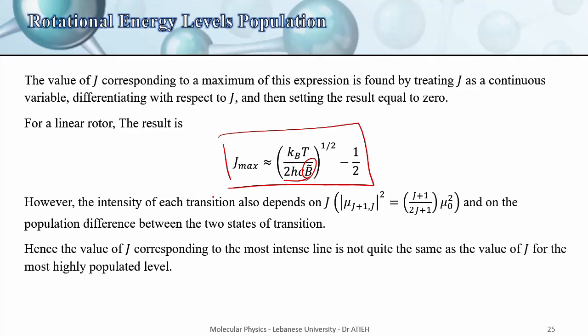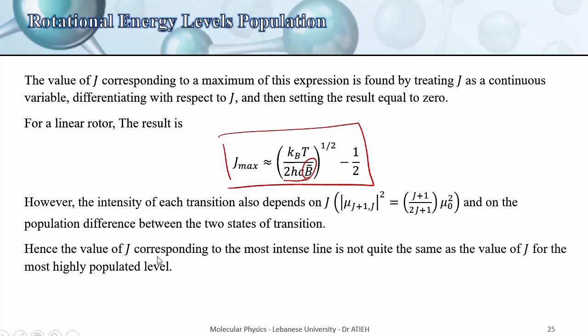Not only the intensity of the spectrum depends on the population, but it also depends on the transition. It depends on the population difference between the two states of transition. It depends on a mu. We're not going to go deeply through this. It's not required. We only have to know that there are levels more populated than other levels and how to calculate this population or how to find the level that is the most populated.